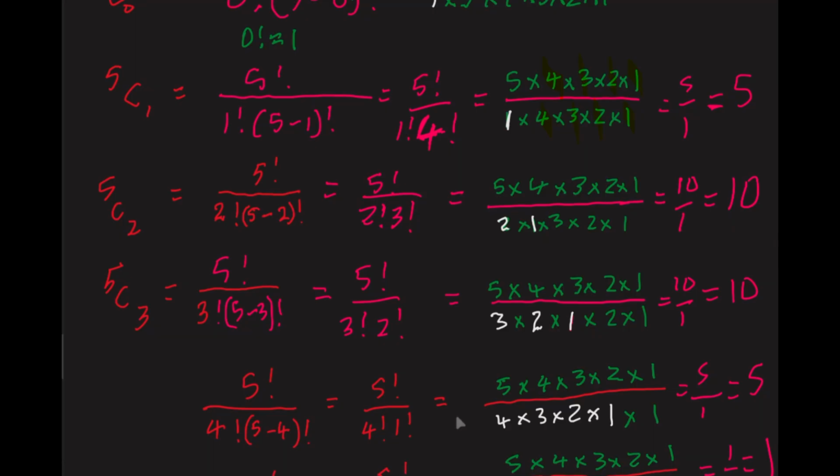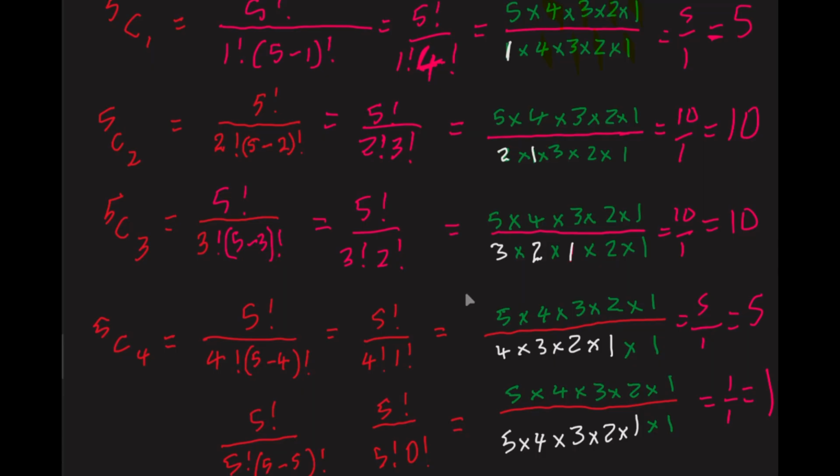Next step, 5 choose 4. That's going to be 5 factorial over 4 factorial first, and then the 5 minus 4 factorial multiplied together. So that's going to be 5 factorial over 4 factorial times 1 factorial. And so that's equal to, written out, 5 times 4 times 3 times 2 times 1 over 4 times 3 times 2 times 1, and then times 1, which was here 1 factorial. If you divide out the numerator by the denominator, you end up with 5 over 1, and that's equal to 5.